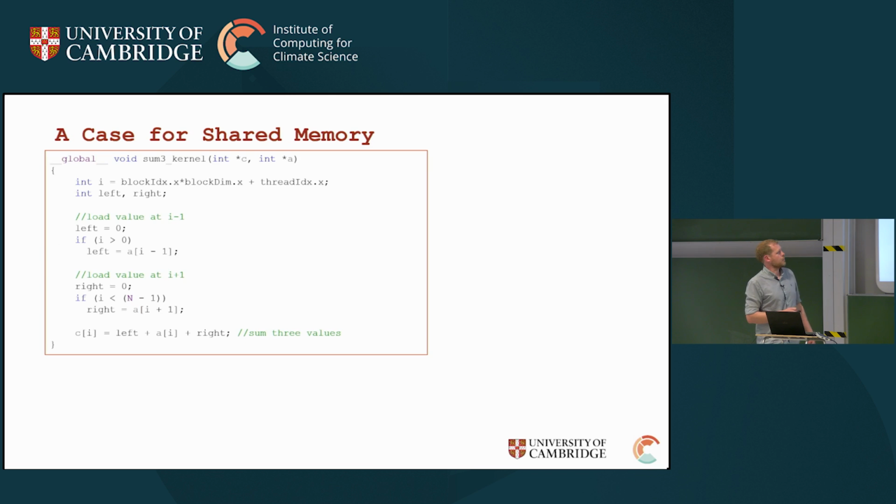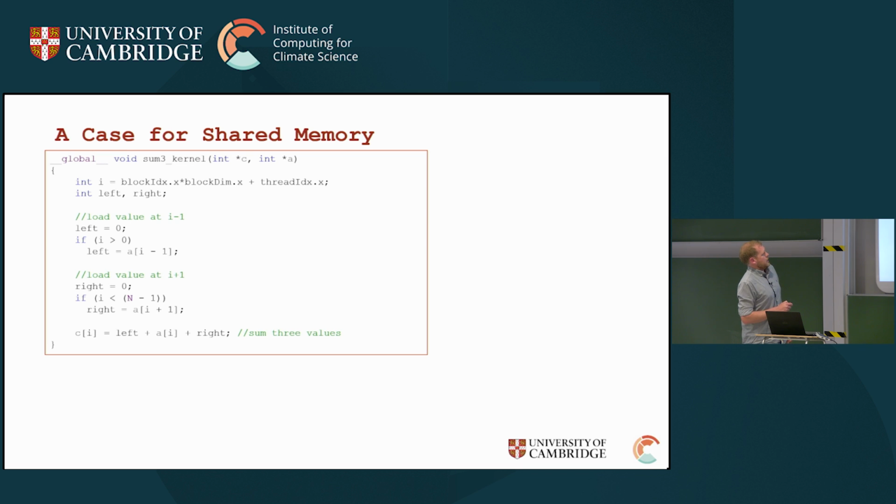So here's a case for shared memory. Have a little look at this. This is just like the blur example that you were working on in the previous exercise, on the notebook that you've been working on, except that it's a simplified version. It's just a one-dimensional blur, if you like. So what we're doing here is we get a unique index. We create an integer called left and right.